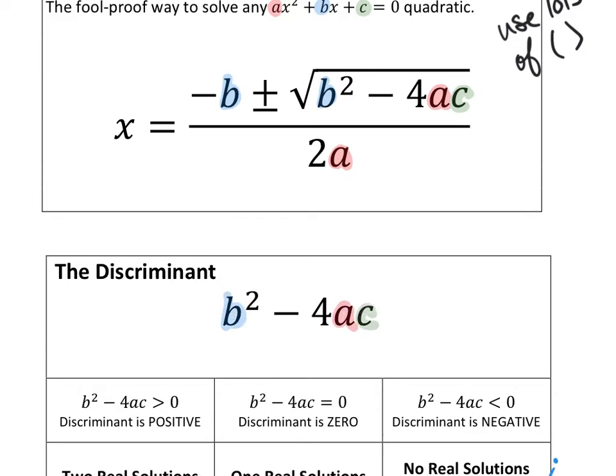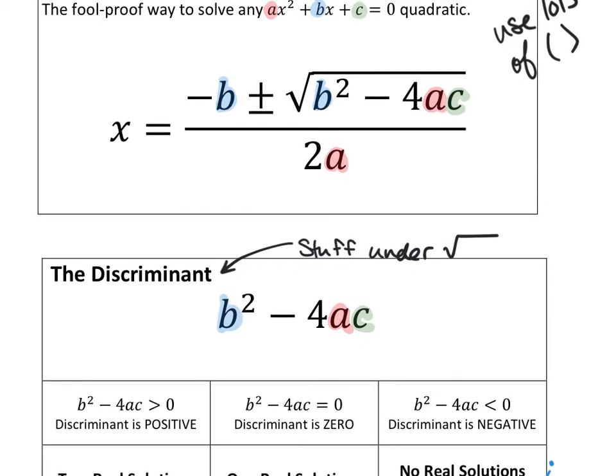So really, the discriminant is just the stuff underneath the square root, each of the letters used only once. So if you really wanted to write that, you totally could. You could say the discriminant is the stuff under the square root. That has a name. It's called the radicand, but you don't need to know that. Stuff under the square root.